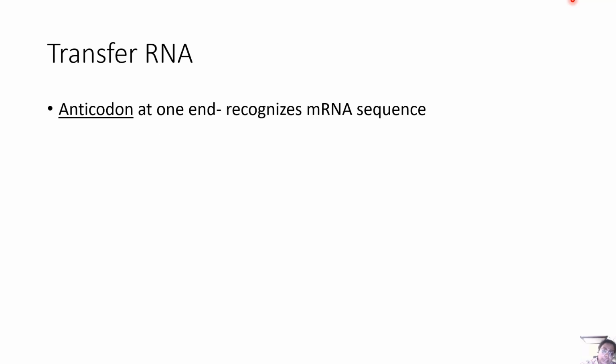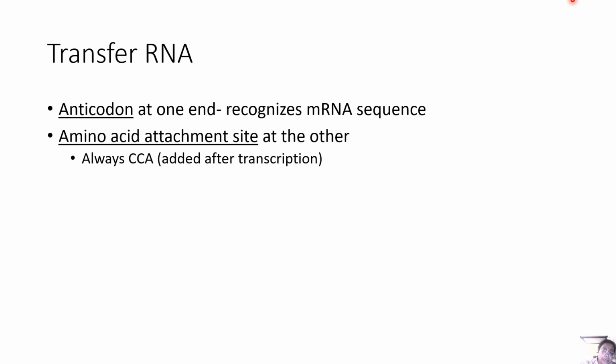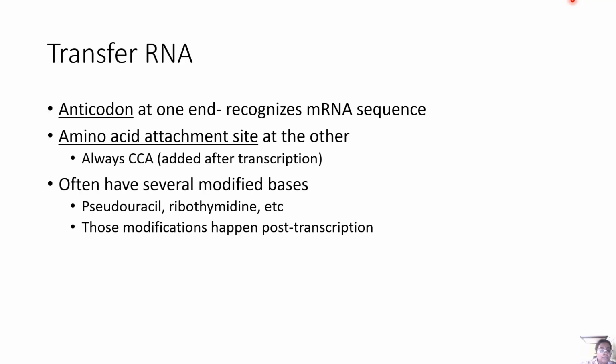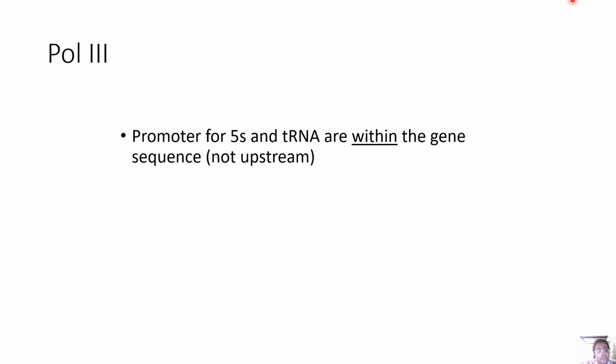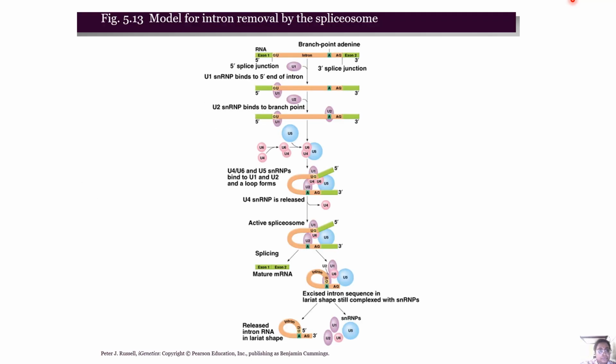Now, in transfer RNA, the anticodon at one end recognizes the mRNA sequence. The amino acid attachment site is at the other end, always with CCA added after transcription. They often have several modified bases, such as pseudouridine and ribothymidine. These modifications happen post-transcription. This is the clover leaf structure of each tRNA. Now, if we talk about polymerase 3, the promoters for 5S and tRNA are within the gene sequence, not upstream. So this is the model for intron removal by the spliceosome.